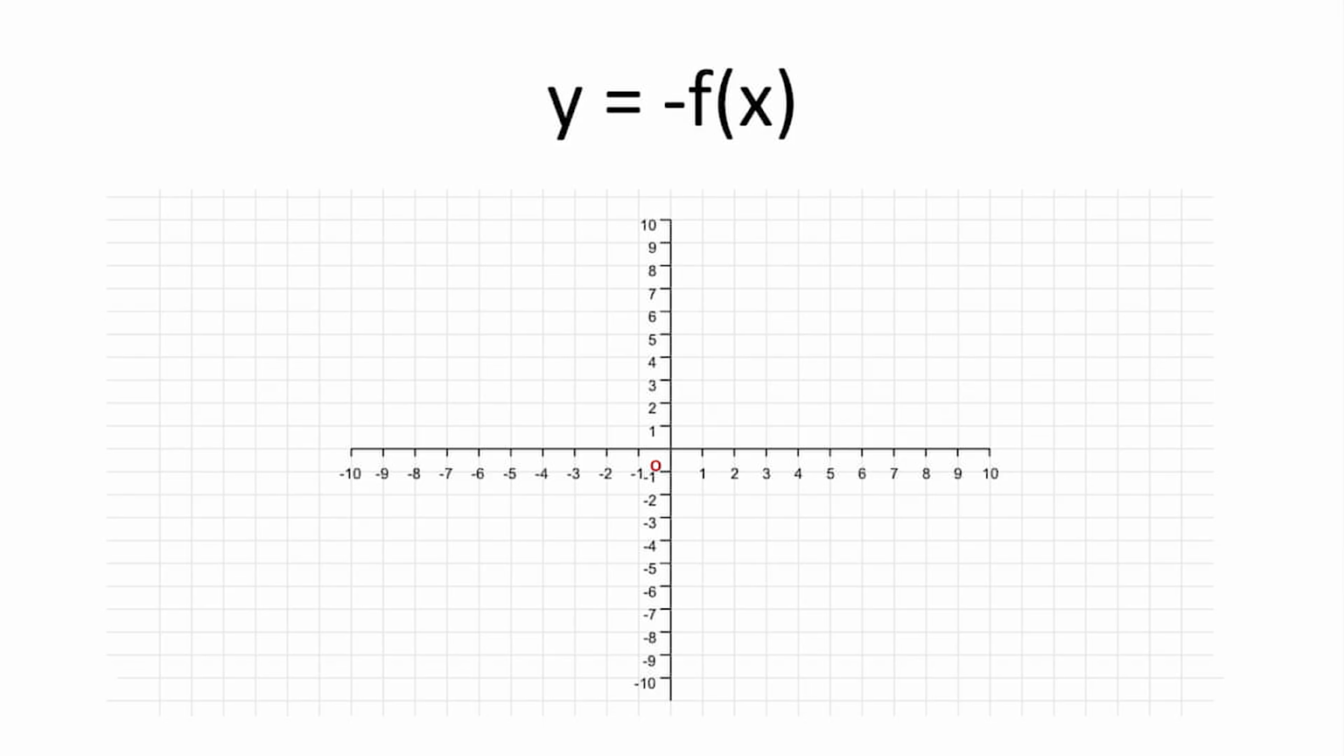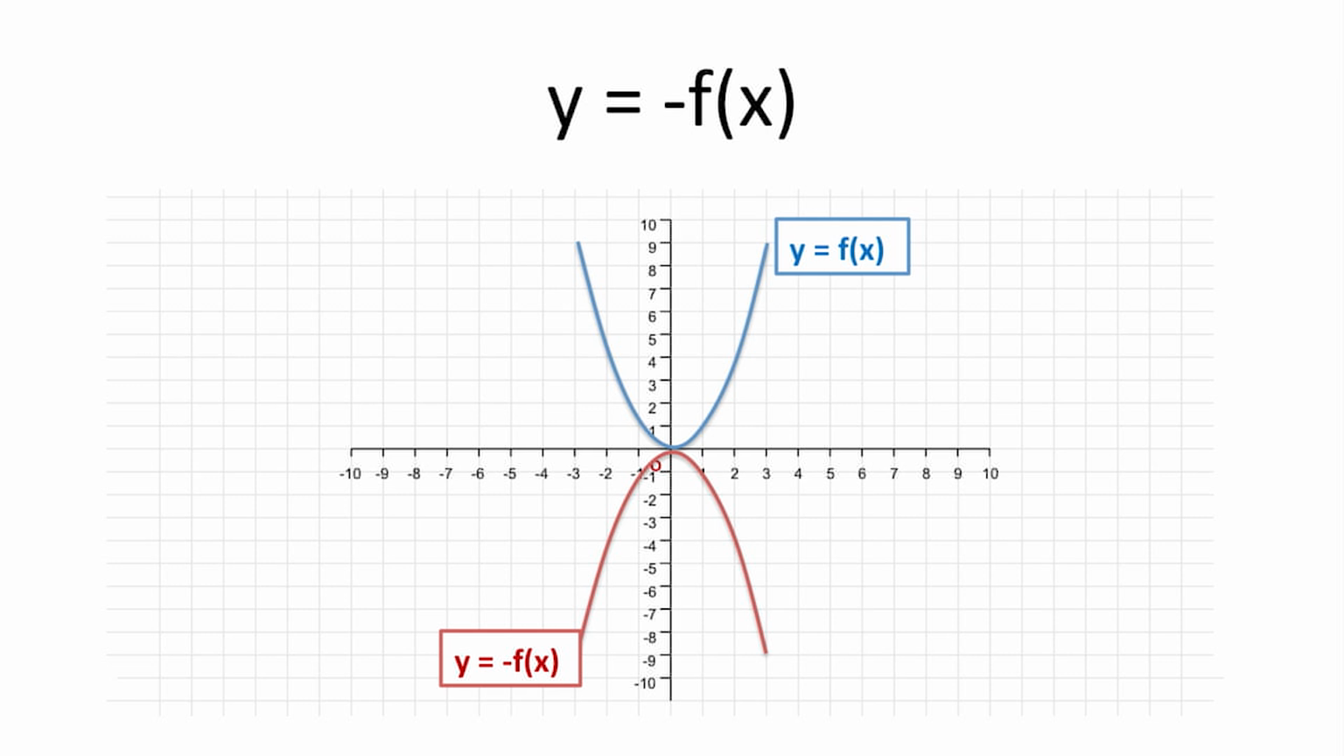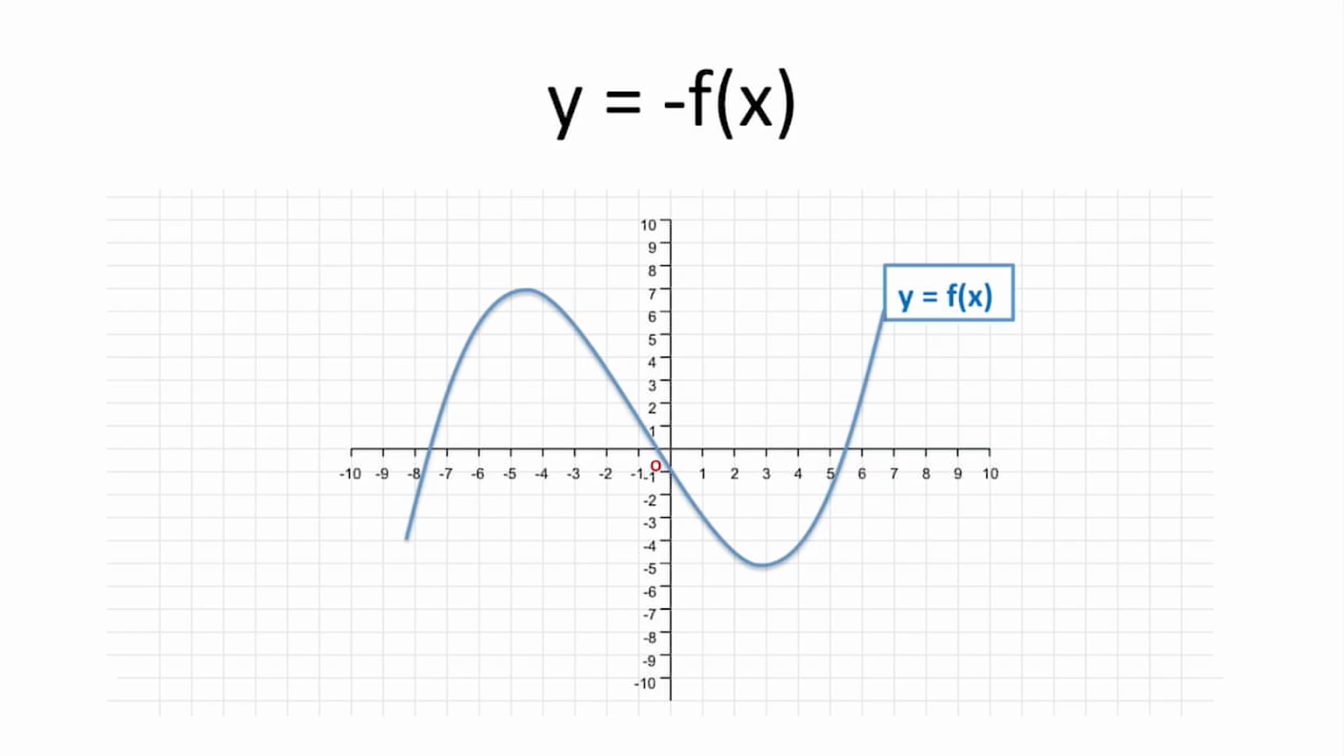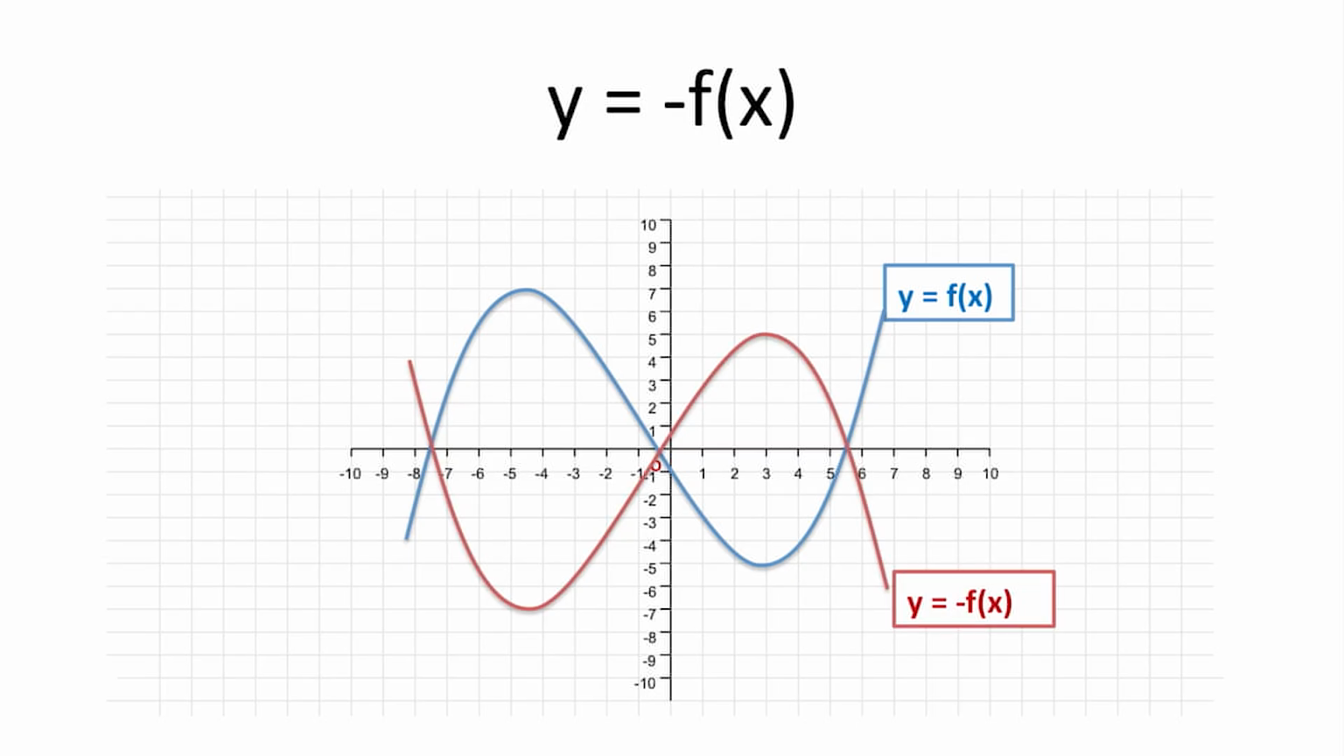Same for the quadratic. Here's our quadratic graph again, y equals f of x. And if we perform the reflection minus f of x on it, in other words, a reflection in the x-axis, here's where our minus f of x graph would be drawn. And finally, for that cubic form as well, there's our cubic graph there. And if we reflect that in the x-axis, we end up with that graph there. And we would label that y equals minus f of x.